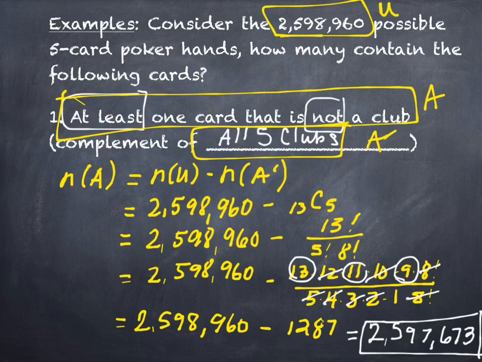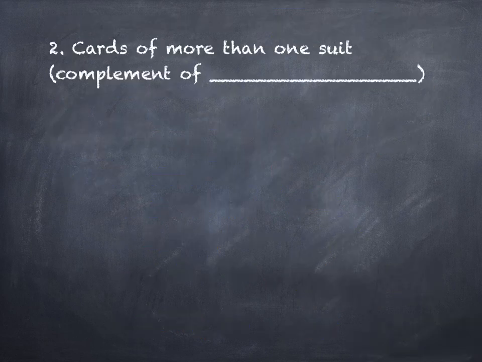So, once I got to the point where I recognized I had 5 clubs that I was looking at, the problem became something I've done before. The real point in this particular section is figuring out what that complement is. Once you figure out the complement, you're not doing anything new. Okay? So let's take a look at another one. Cards of more than one suit. What's the complement of that?